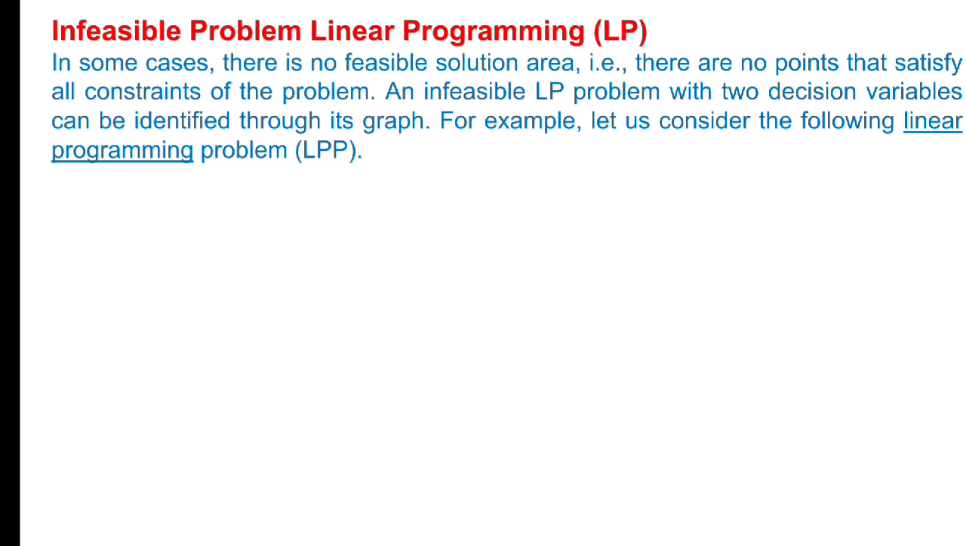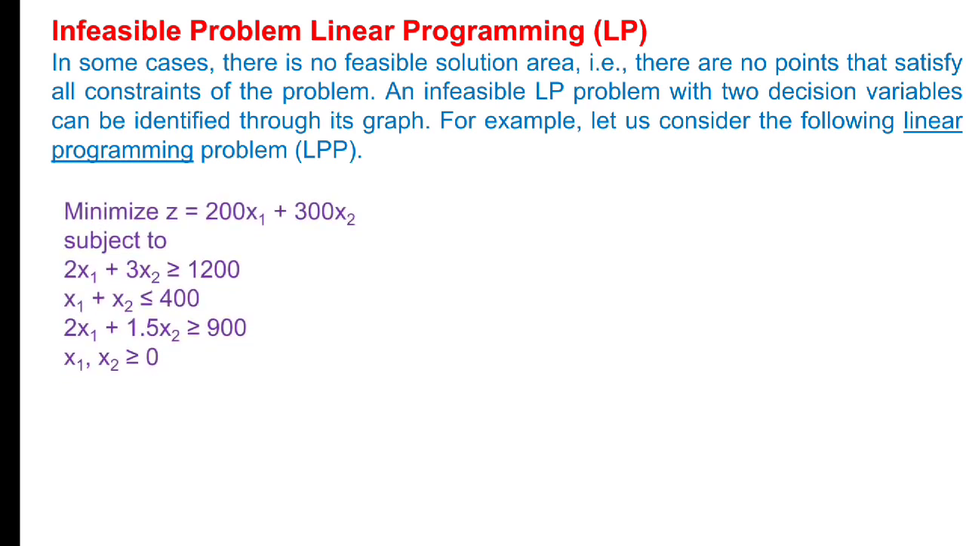Now, infeasible solution. In some cases, there is no feasible area because we are not able to make corner points. There are no points that satisfy all constraints of the problem. An initially infeasible LP problem with two decision variables can be identified through a graph. For example, consider this problem: 200x1 plus 300x2 subject to the constraints 2x1 plus 3x2 greater than or equal to 1200, x1 plus x2 less than or equal to 400, 2x1 plus 1.5x2 greater than or equal to 900.